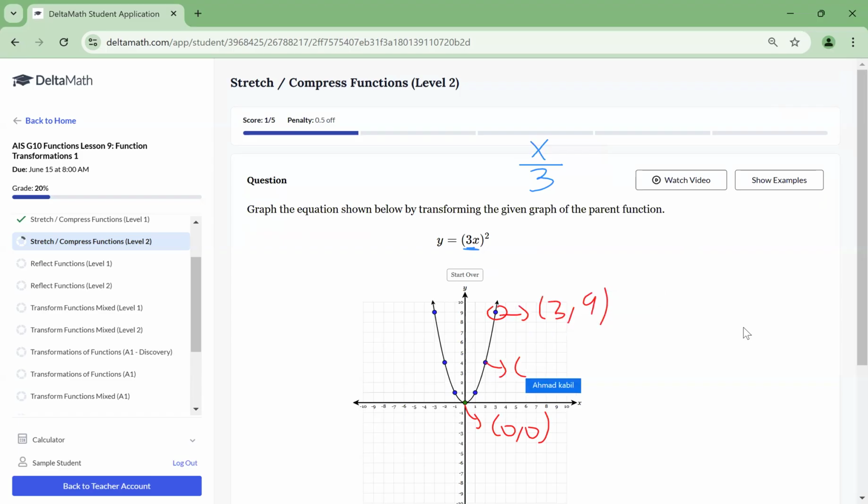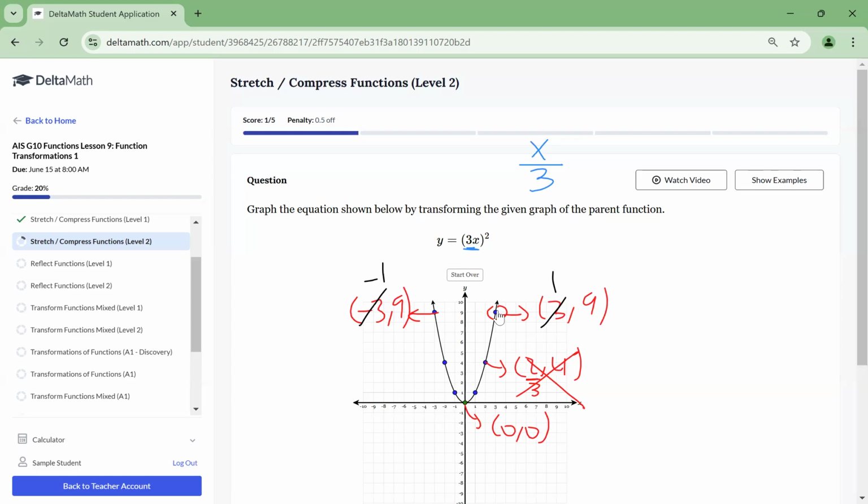Because this point is 2, 4. If I divide by 3, I get a decimal. So that's not a good idea. So I'm just going to take 3, 9 and negative 3, 9. And I'm going to divide the x values by 3. So this becomes negative 1. This becomes positive 1 in terms of the x.